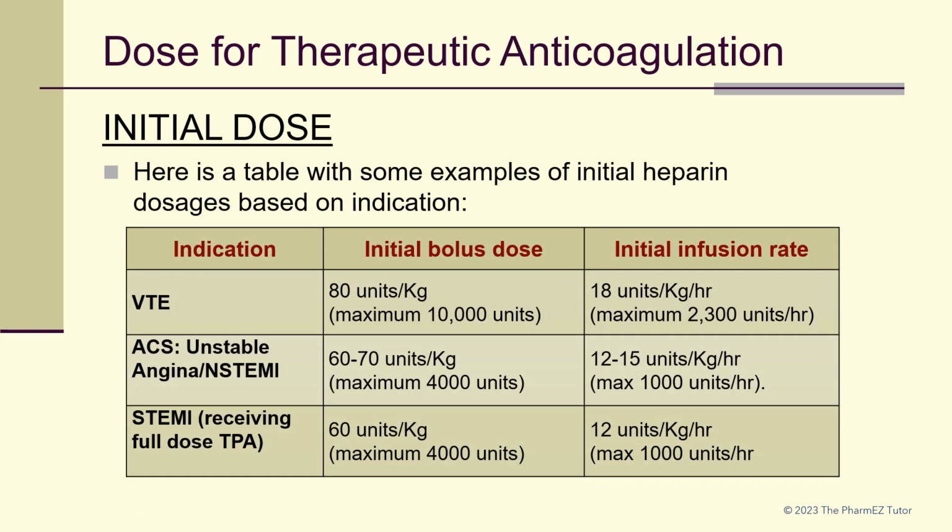For VTE, which is DVT or PE, the initial bolus dose is 80 units per kilogram with an initial infusion rate of 18 units per kilogram per hour. A lower dose is used for acute coronary syndrome, unstable angina or non-STEMI, with an initial bolus dose of 60 to 70 units per kilogram, followed by an initial infusion rate of 12 to 15 units per kilogram per hour. Similar doses are used for STEMI patients who have received full-dose TPA.